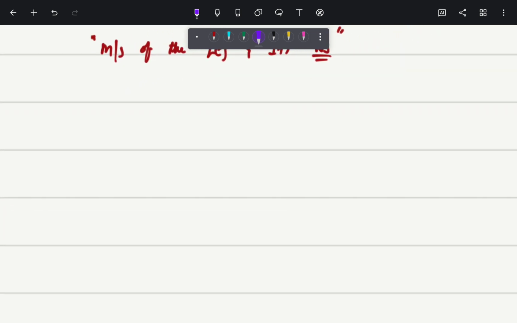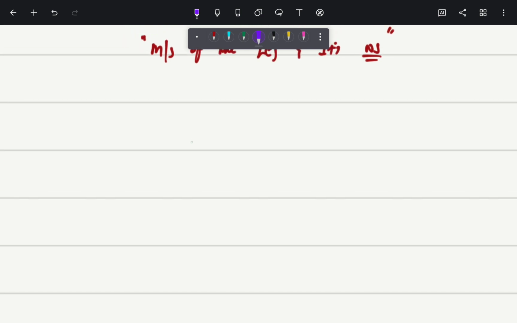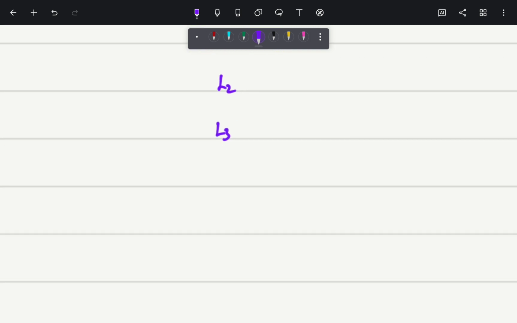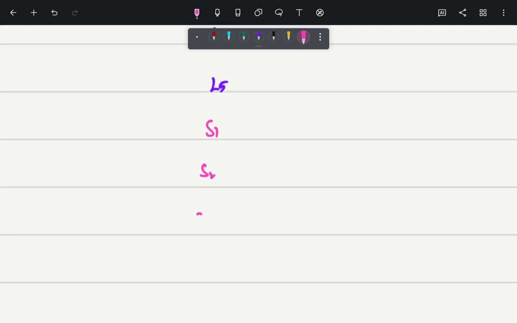In order to understand the muscles of the leg, we have to understand what is meant by the lumbar plexus, because from the lumbar plexus itself the majority of the nerves will be coming. So we have to understand how the lumbar plexus is coming. Okay, so here is L1, L2, L3, L4 and L5, and here we have S1, S2 and S3.